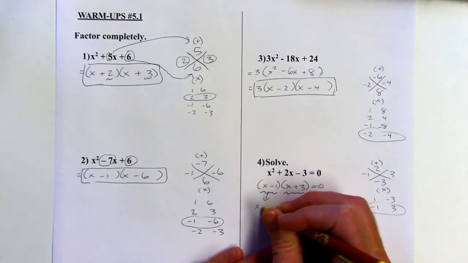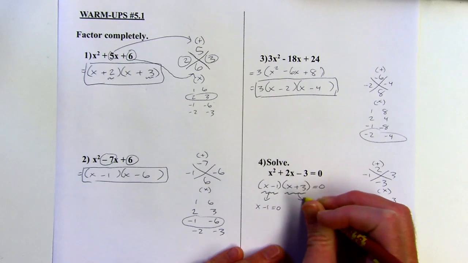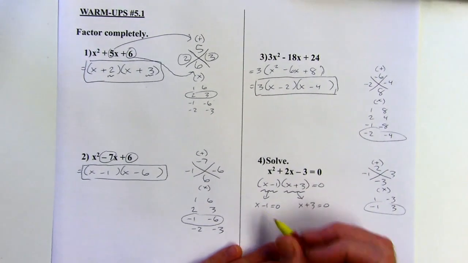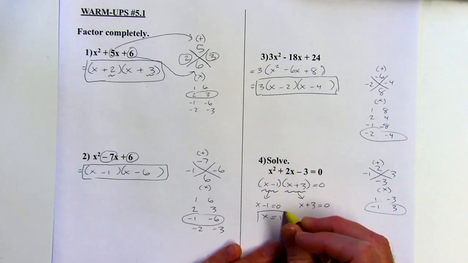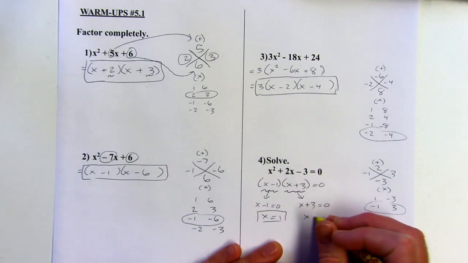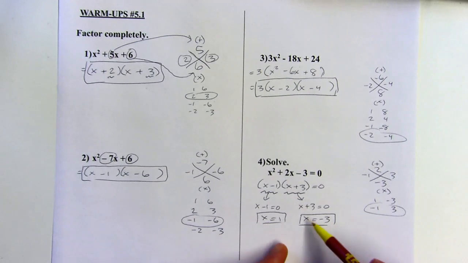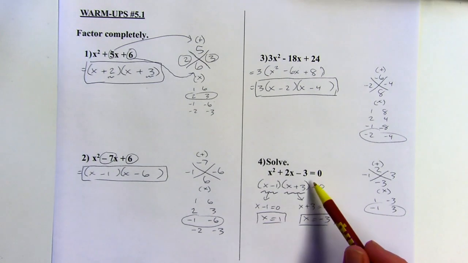So that means either x minus 1 equals 0 or x plus 3 equals 0. And then here I add 1 to both sides, so x equals 1. Here I subtract 3 from both sides, and x equals -3. So there's my solution.